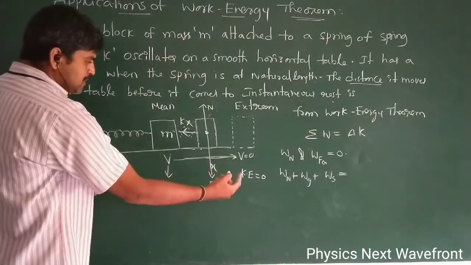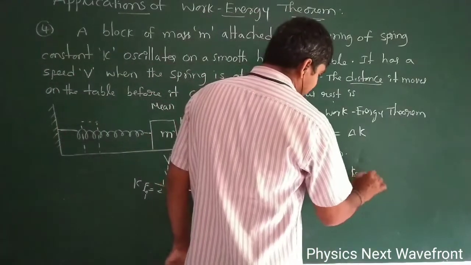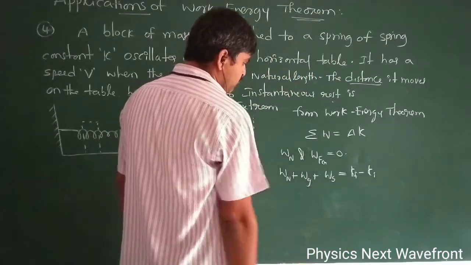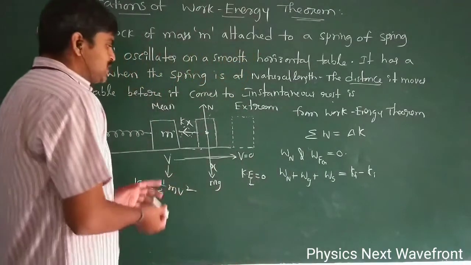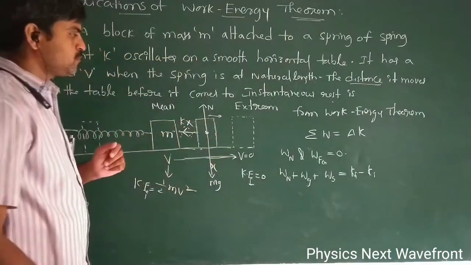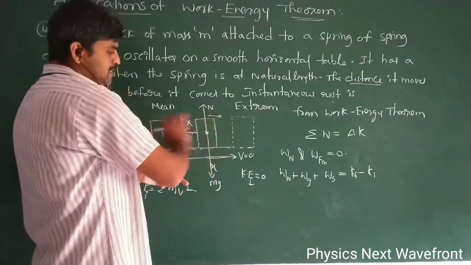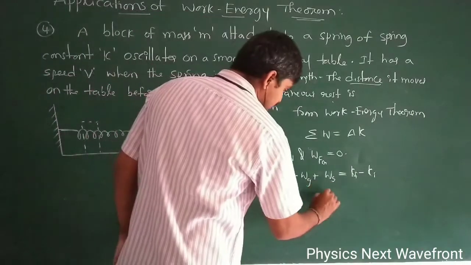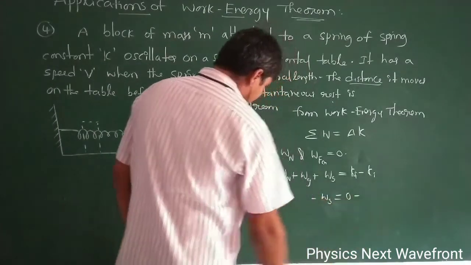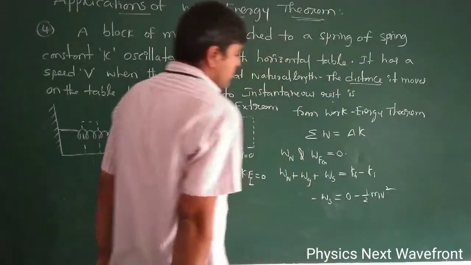This is initial, and this is final. What is the change in kinetic energy? Final kinetic energy minus initial kinetic energy. Now only the spring force is there. When the block moves in this direction, the spring force acts in the opposite direction. So minus of spring work is equal to final kinetic energy 0 minus initial kinetic energy, half mv square.